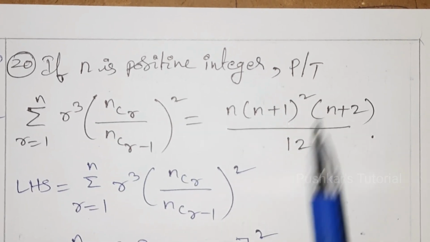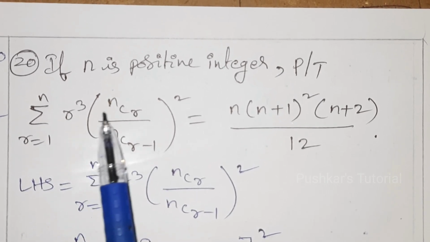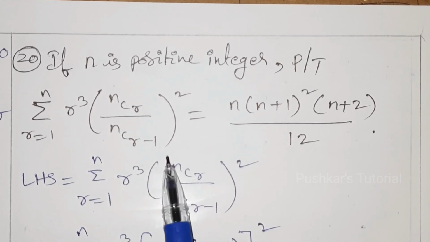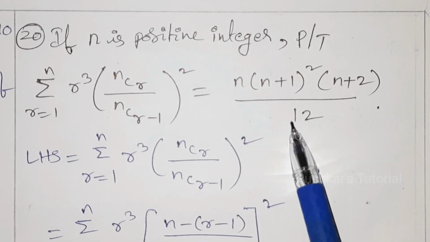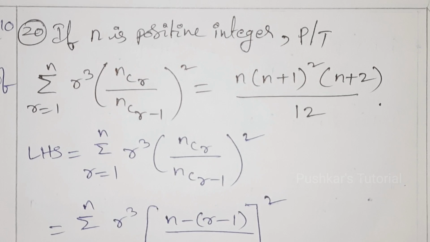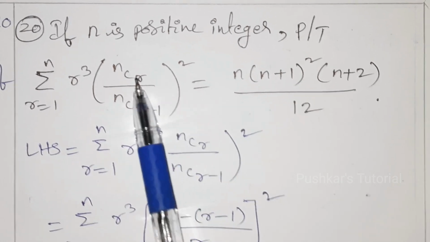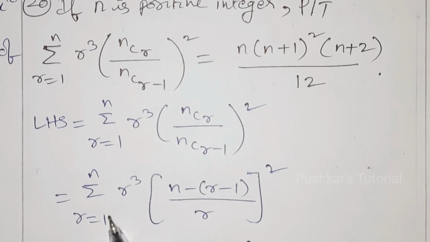If n is a positive integer, then prove that summation r is equal to 1 to n, r cube nCr by nCr minus 1 whole square is equal to n into (n plus 1) whole square (n plus 2) by 12. So here consider the LHS. Summation r is equal to 1 to n, r cube into nCr by nCr minus 1 whole square. So summation as it is.